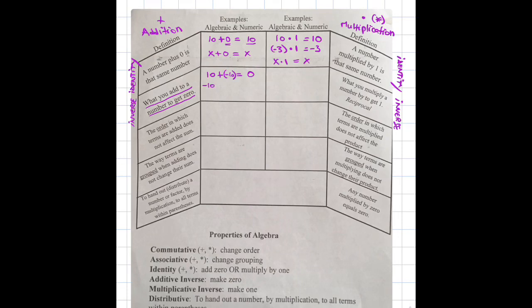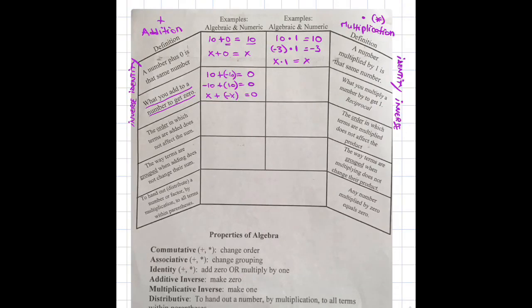If I start with negative 10, what do I have to add to get 0? Now I have to add positive 10. Same for the variable x. If I want to get 0 in the end, I have to add its opposite, which is negative x.